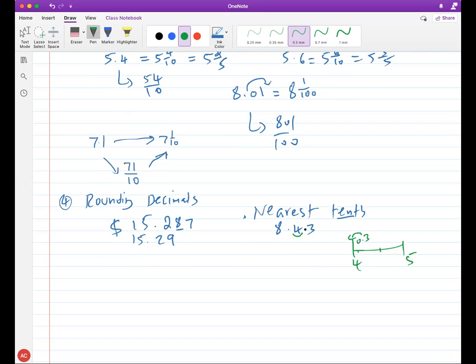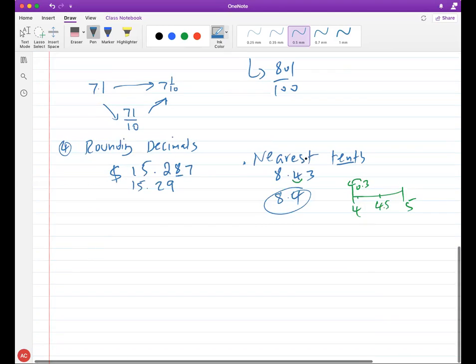So to round this, it won't change the 4. But if it was 5 or more, this is half, this is basically 4.5. If it's 4.5 or more, then it's closer to the 5. We would turn this into 5. But if it's less than that, it's closer to the 4. So we don't add 1 here. So in this case, it will be just 8.4, and just get rid of that number. So we just rounded this to the nearest tenth.